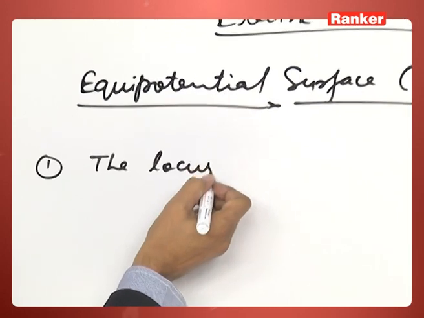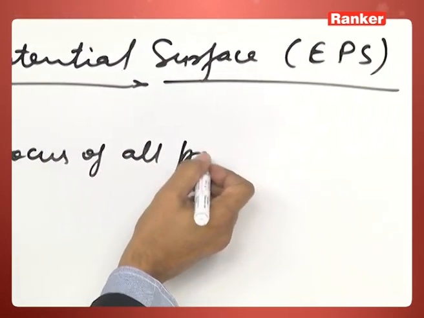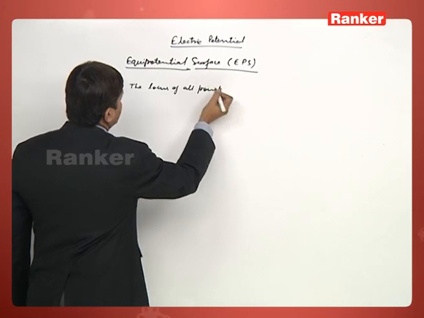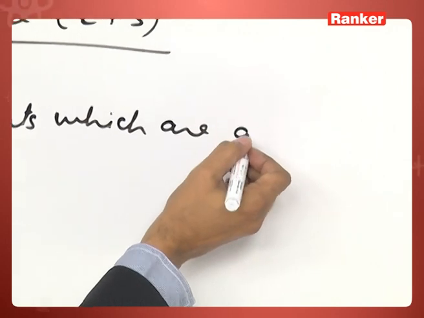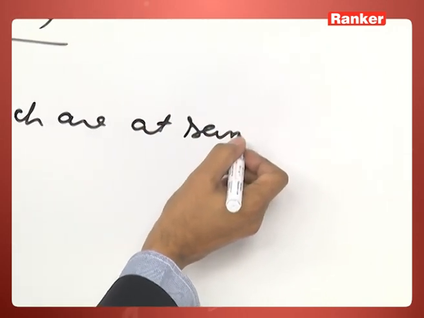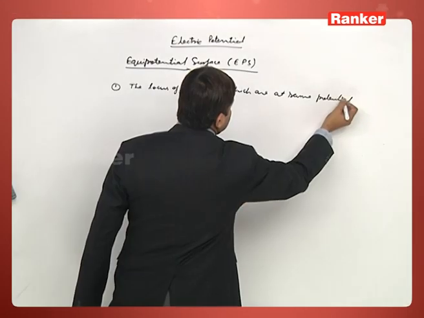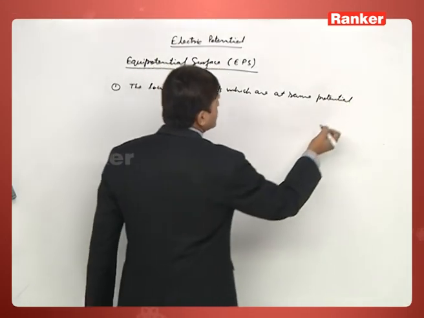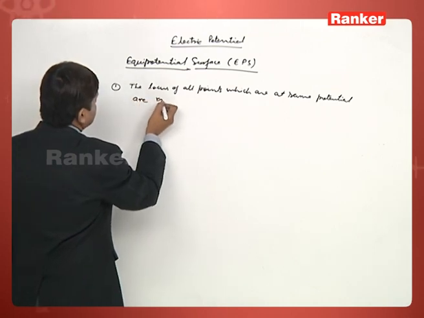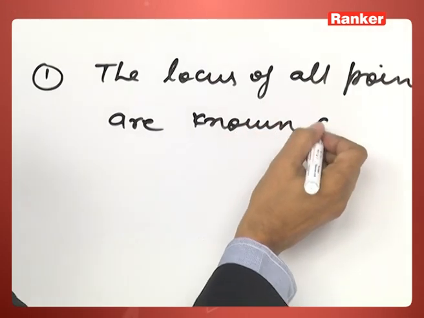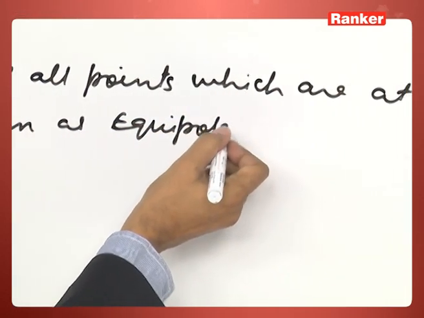The locus of all points which are at the same potential are known as equipotential surfaces.